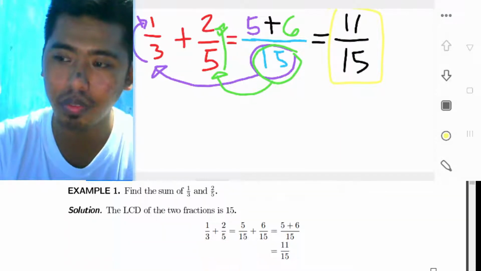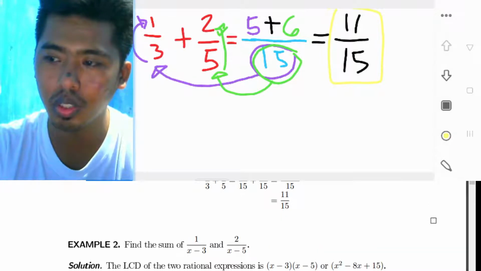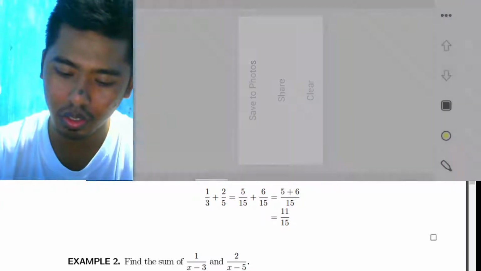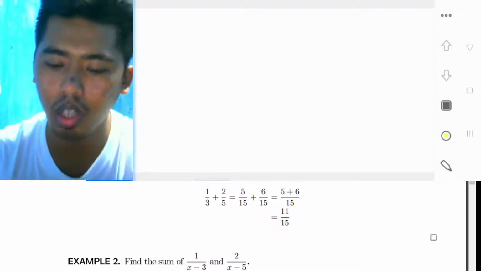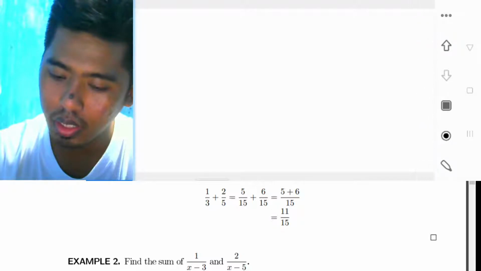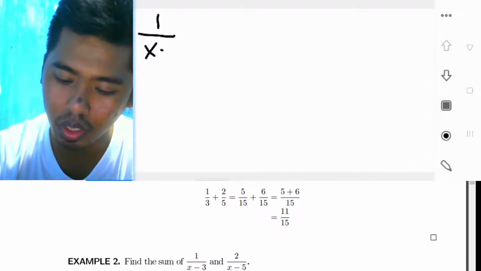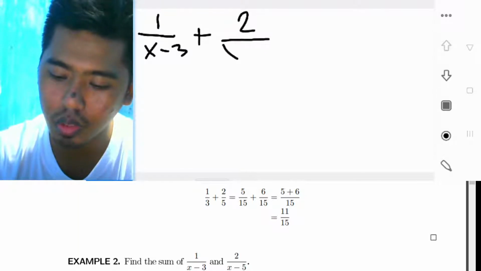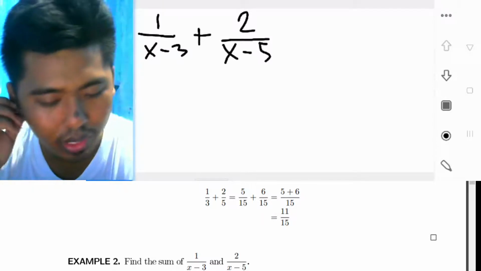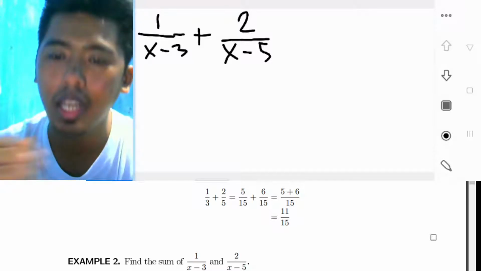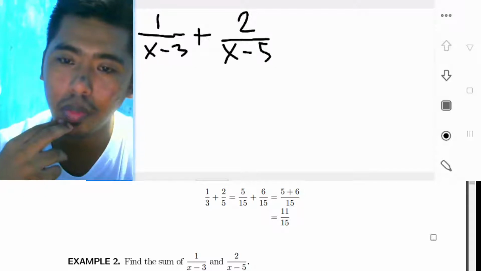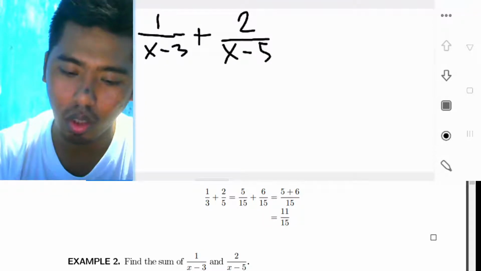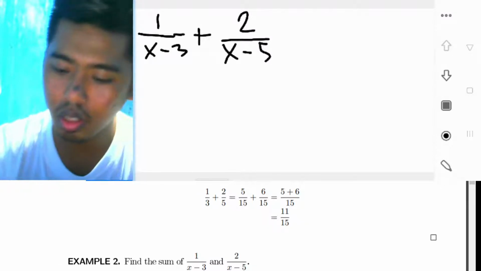Now let's proceed to the next example. Let's clear this one first. Find the sum of 1 over x minus 3 plus 2 over x minus 5. As we can see, we have two denominators, x minus 3 and x minus 5. These two denominators are rational expressions, so they are our LCD.